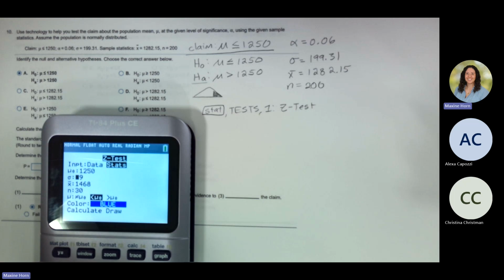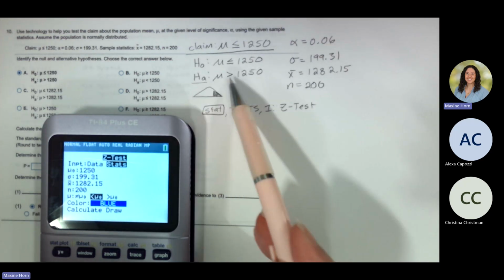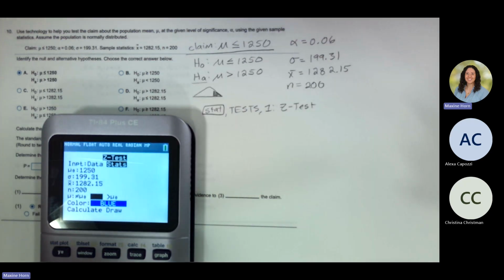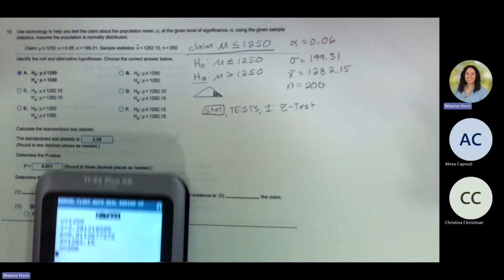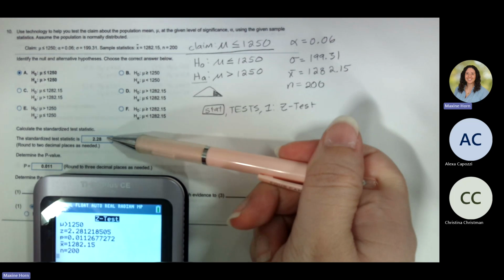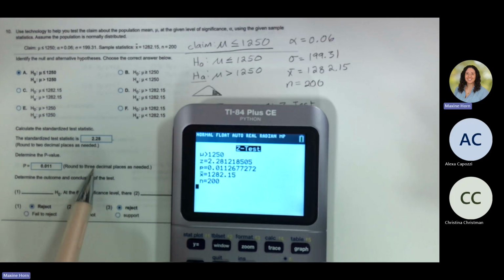Okay, population standard deviation, plug that in. Sample mean, make sure I'm plugging in the right numbers here, sample size. And then we use our alternative hypothesis. This is greater than, so I'm going to arrow over to greater than, and then we're going to hit calculate. Okay, so it does give us our standardized test statistic, which is 2.28. Okay, and it does give us our p-value, which if we round to 3 decimal places is going to give us 0.011.